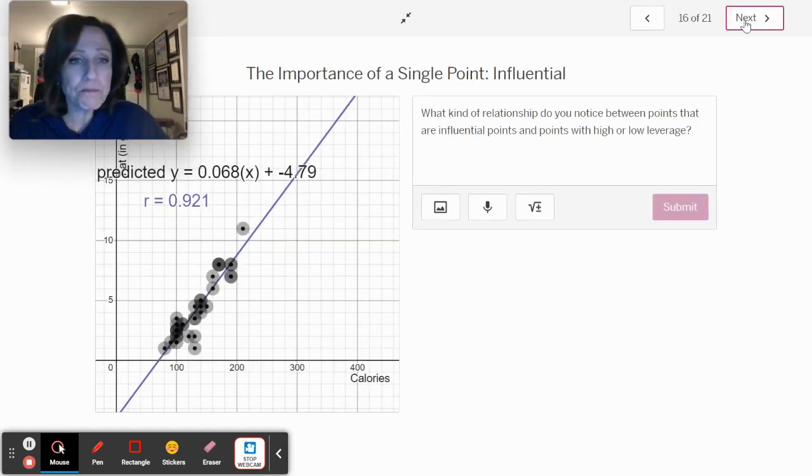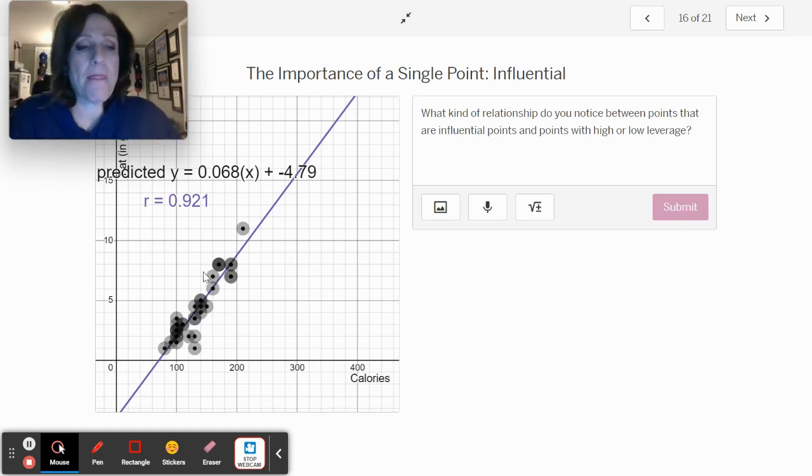All right, moving on. What kind of relationship do you notice between these points? Are they that are influential and have high or low leverage? Okay, so I'm on slide 16. I want you to think about that. Which points tend to be the ones that are influential? High leverage points or low leverage points?